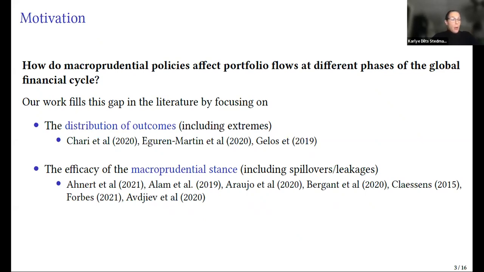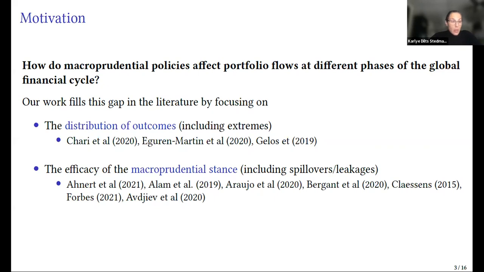To that end, our paper joins a rapidly growing body of literature that examines extreme events in capital flows, like the one we just saw, which focuses on the entire distribution of realizations, in the case of our paper, the entire distribution of risk realizations, and which goes beyond average relationships that pertain only to normal times, because we want to see that these measures are working in abnormal times.